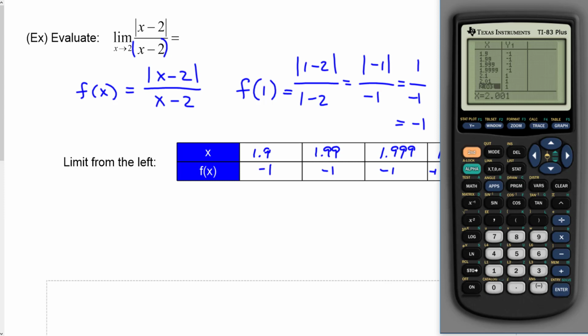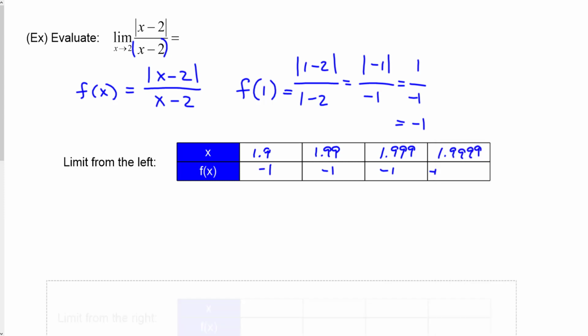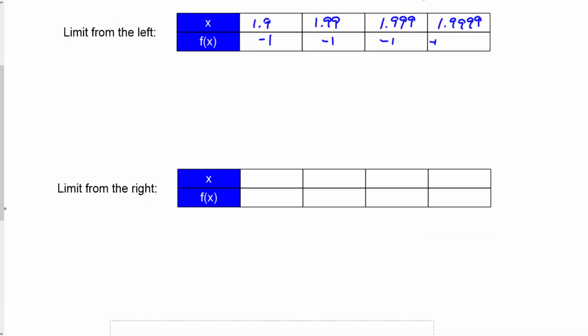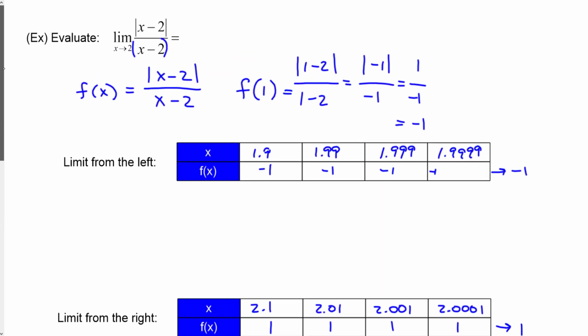So the limit from the left was negative 1, and the limit from the right is positive 1. So these don't agree with one another. There's a big jump at the point 1, or I'm sorry, at 2. So this limit does not exist.